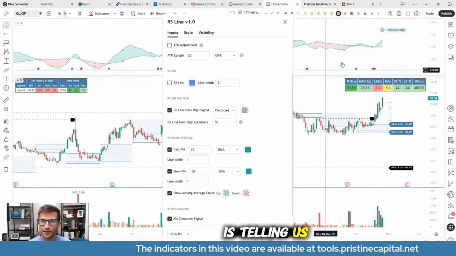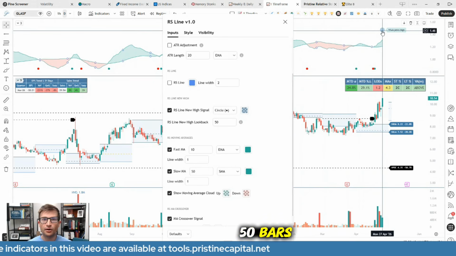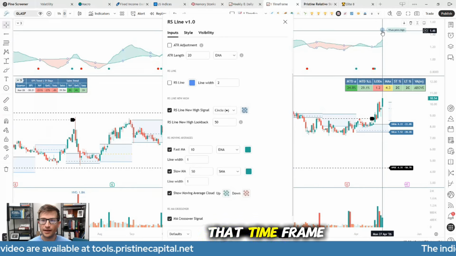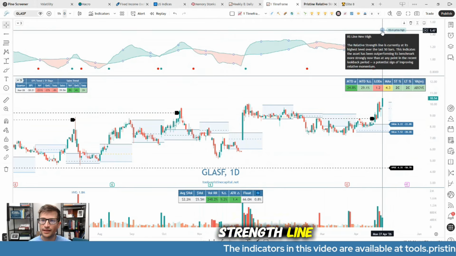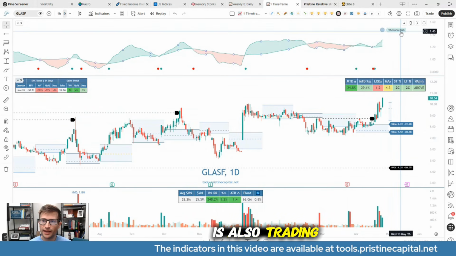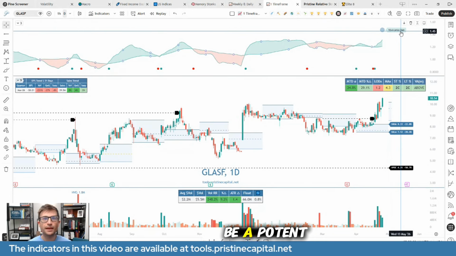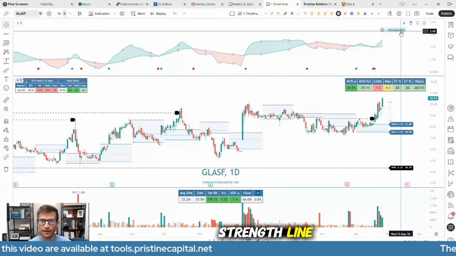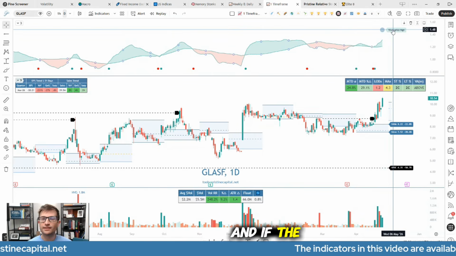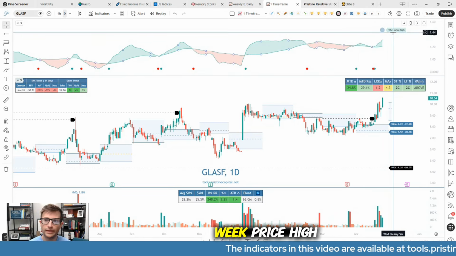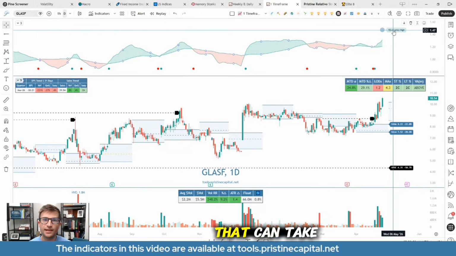So what this is telling us, if the signal is lit up, is that, hey, the relative strength line, if we look at the last 50 bars, it's at its highest point on that time frame. So in this example that we're looking at, this stock Glasshouse, it has just reached its relative strength line new high, and this stock is also trading at a 52-week price high. We include that in the indicator because it can be a potent combination if the relative strength line moving average cloud is green, if you get that relative strength line new high indicator, and if the stock is also trading at a 52-week price high, because that really just means there's very little in the way of overhead supply that can take down that stock.